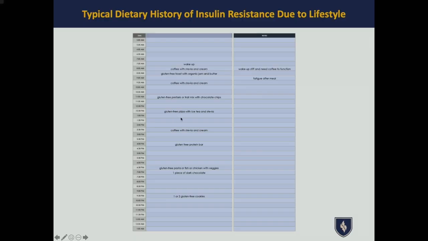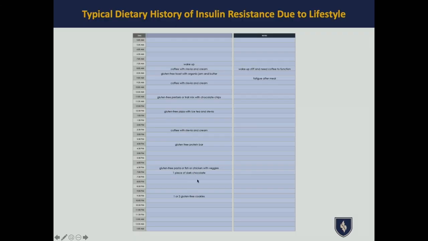And then around 11 o'clock, they'll have some gluten-free pretzels, some trail mix, or maybe a cookie with chocolate chips. And then like 12 o'clock, they'll have a gluten-free pizza, iced tea with stevia. And then they get tired, so they have coffee again with stevia and cream. And then like 4 o'clock, they'll need some kind of snack. They'll have a gluten-free protein bar. And then they'll have gluten-free fish or chicken with veggies.